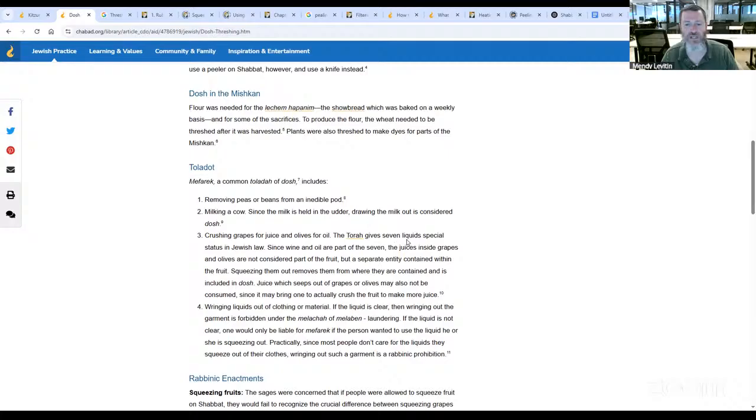The Torah gives seven liquids special status in Jewish law. Since wine and oil are part of the seven, the juice inside grapes and olives is not considered part of the fruit. So here we have the difference with grapes and olives: their juices are considered separate from the fruit. So by taking the juice out of the fruit, specifically the olives and the grapes, that's separating, that's a problem. It is a separate entity contained within the fruit.